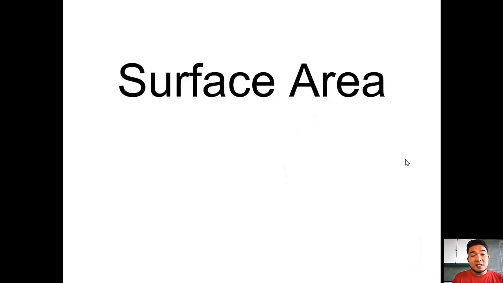Okay, so this time, let's talk about surface area. We are already done with the perimeter and area. This time, let's talk about surface area.